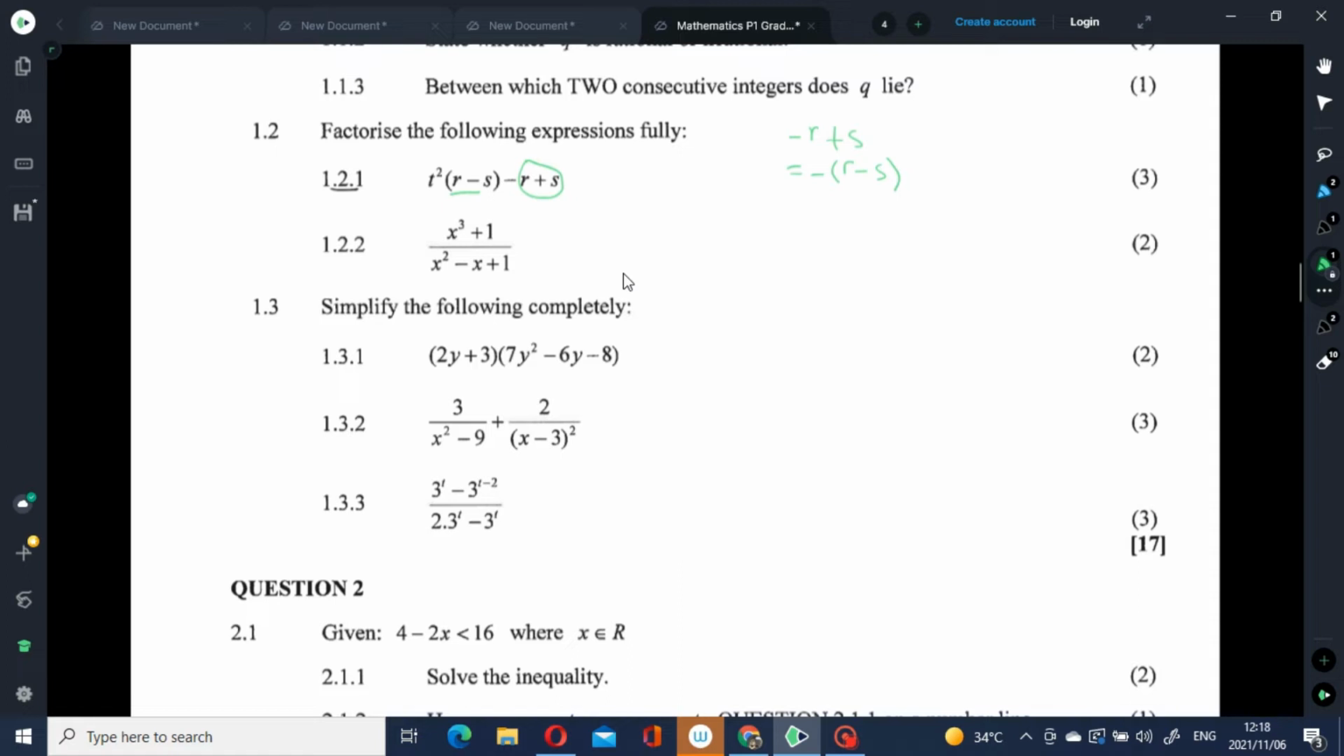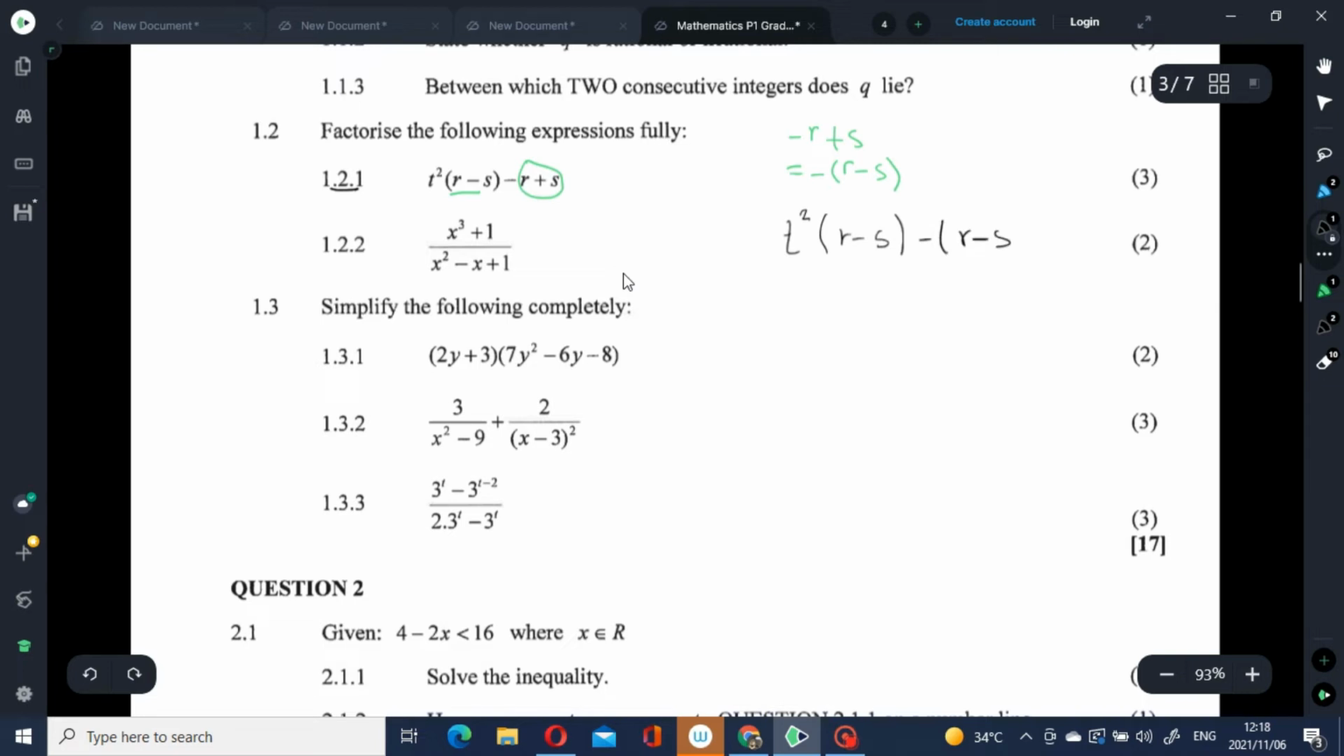We can say, let's just rewrite it. Let me choose a different color, and let's go with black. Okay, we can say t squared (r minus s) minus (r minus s).